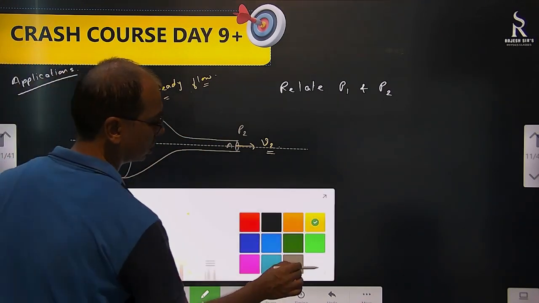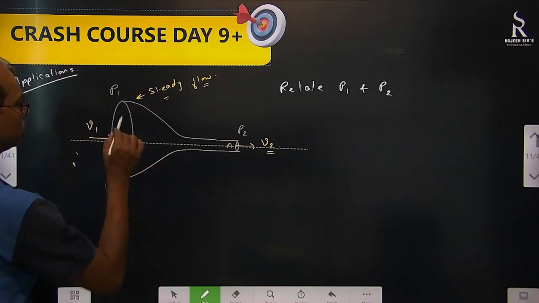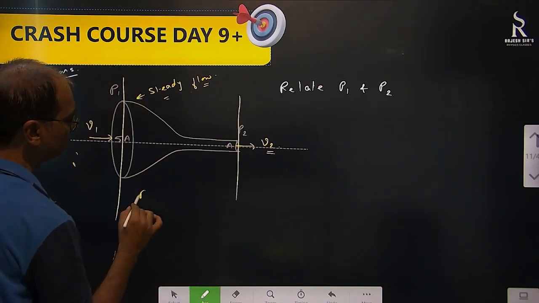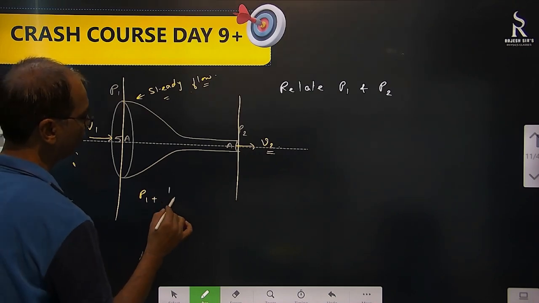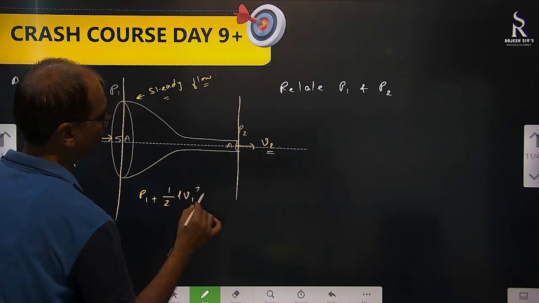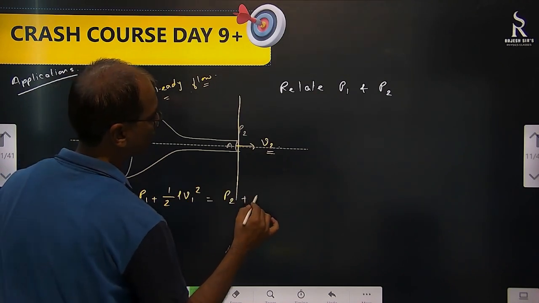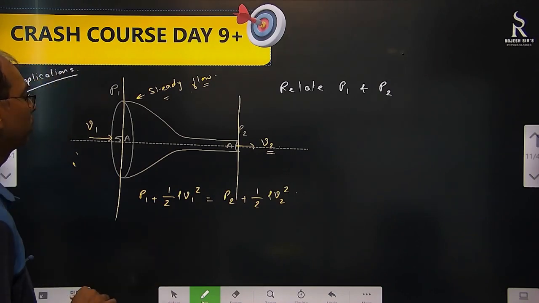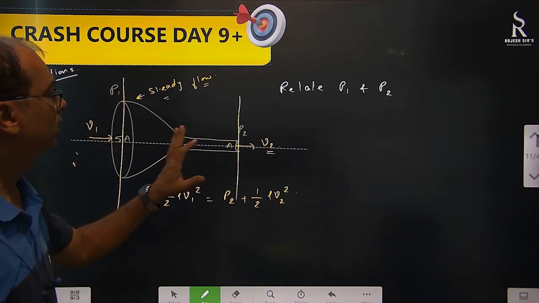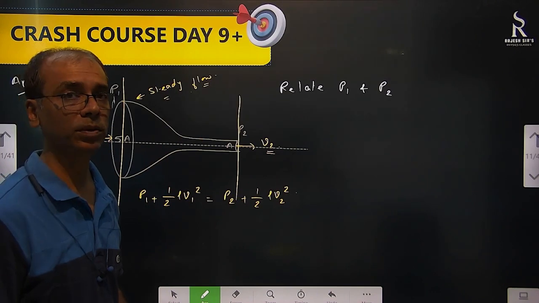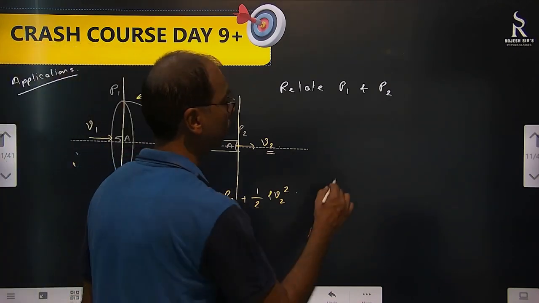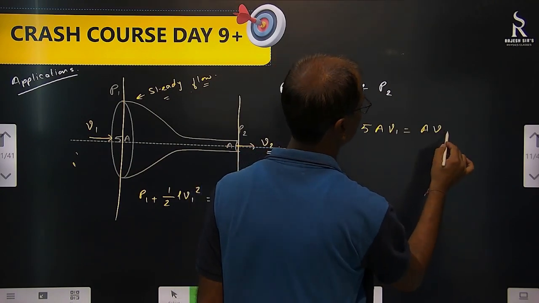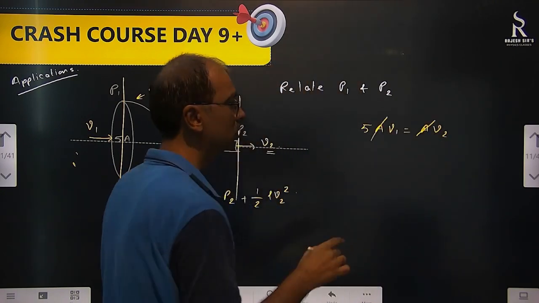So let's apply Bernoulli's theorem here. This is your section 1 and this is your section 2. So P1 plus half rho V1 square equals P2 plus half rho V2 square. Now, one thing is given here: its area is 5A here, and area A here. That means we have a relation between V1 and V2. 5A into V1 equals A into V2, so the A gets cancelled and this relation remains.